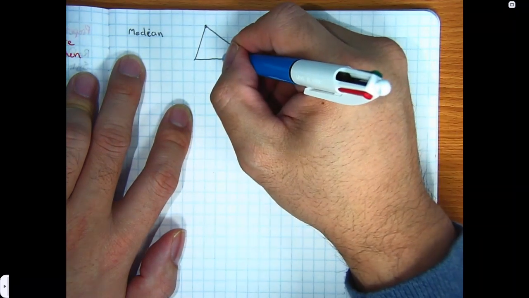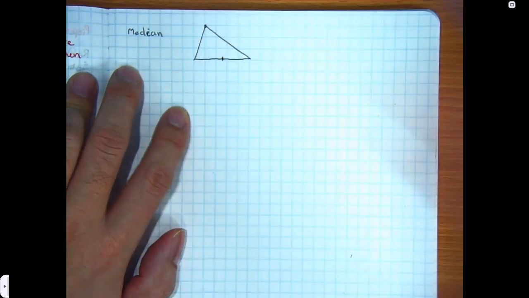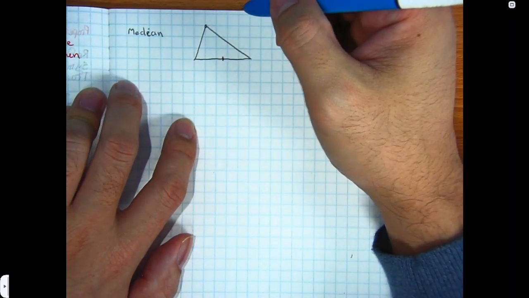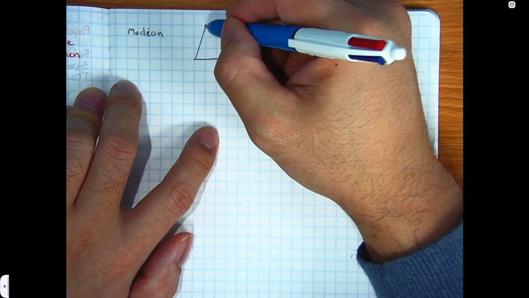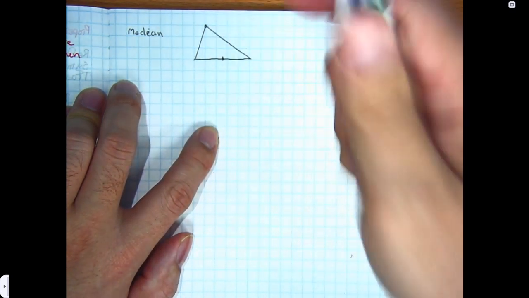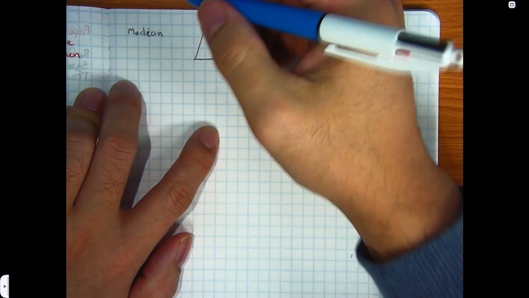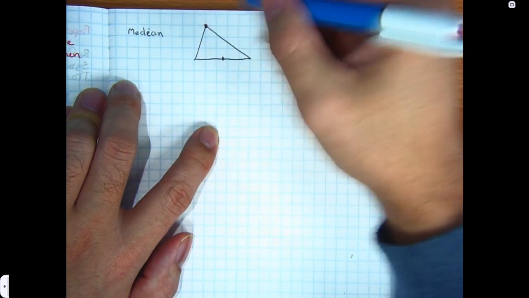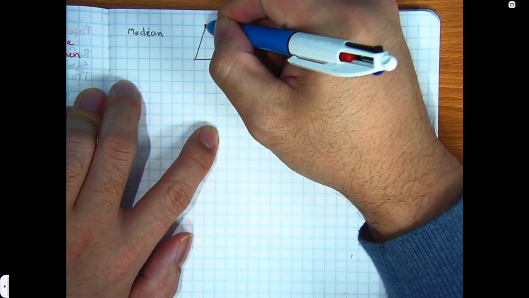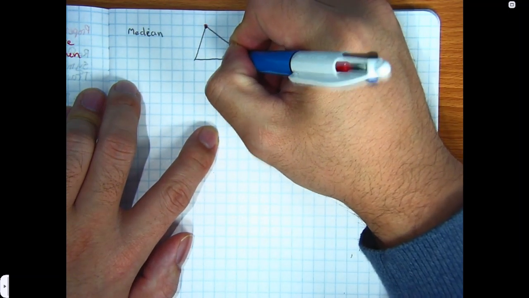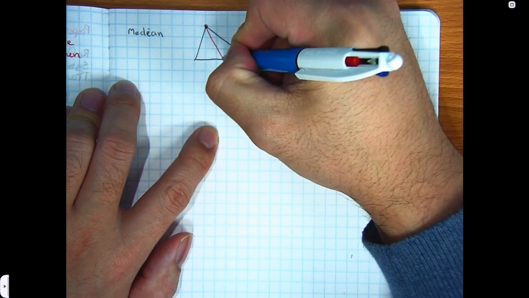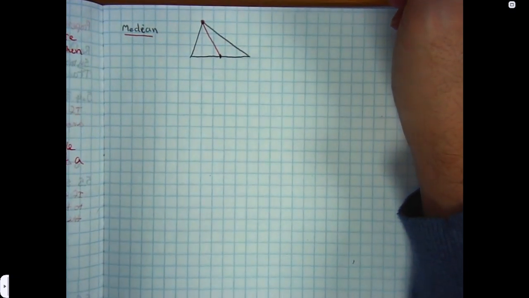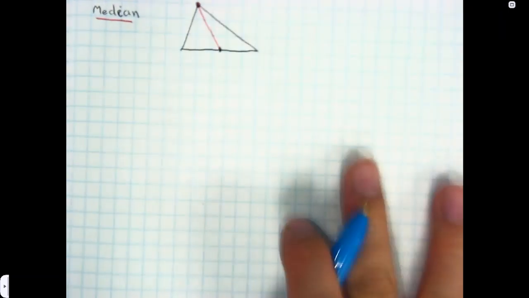The segment joining the vertex of the triangle to the midpoint of the opposite side. So let's say this is our vertex, and this is the opposite side. The line joining the midpoint of the opposite side to this vertex is called the median. Let's see if you can see that better.